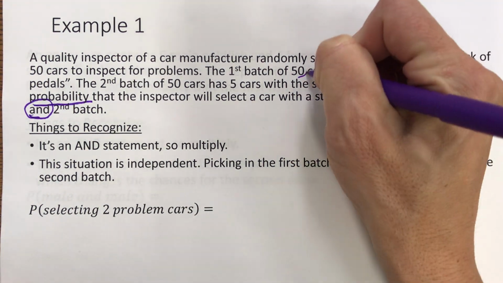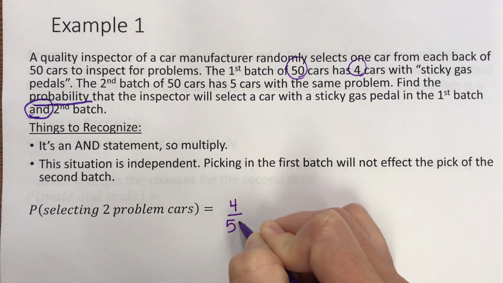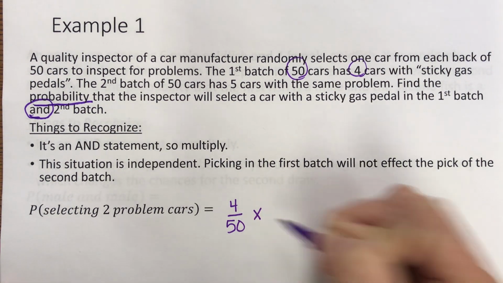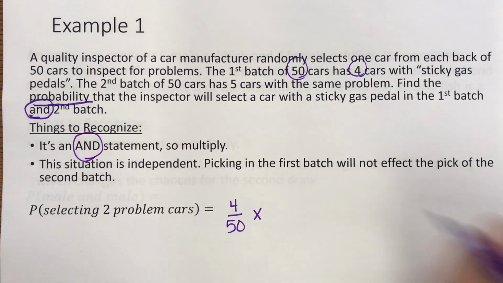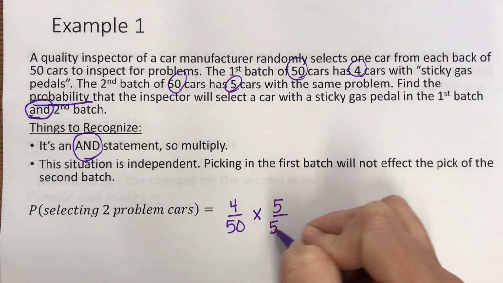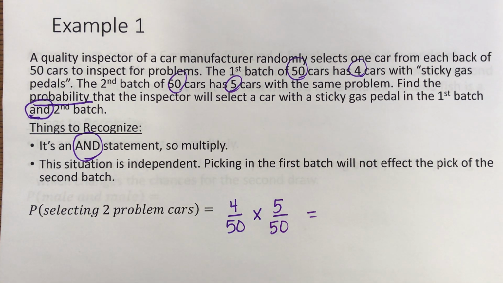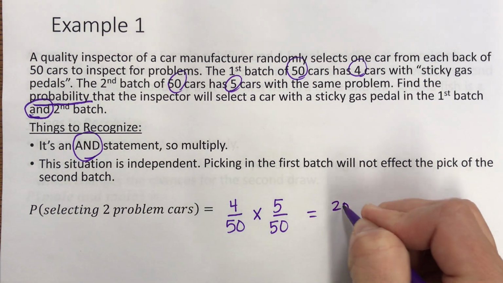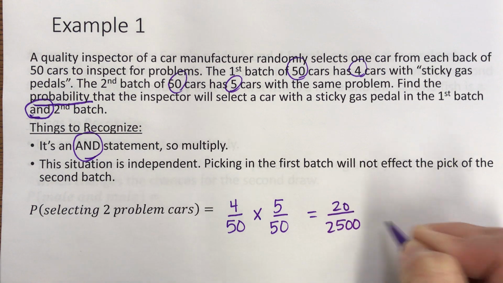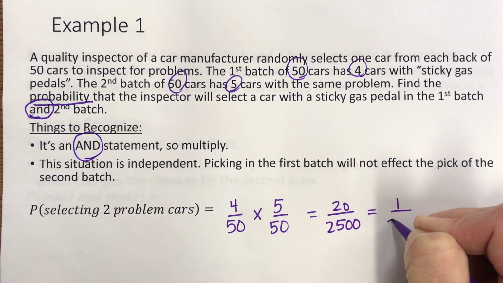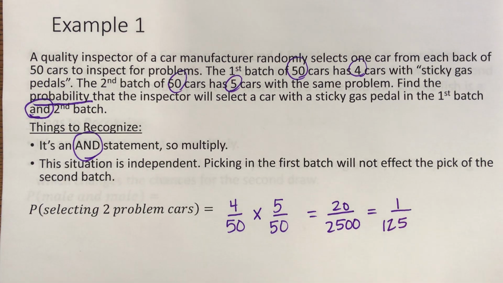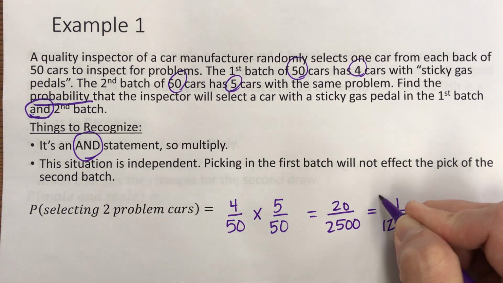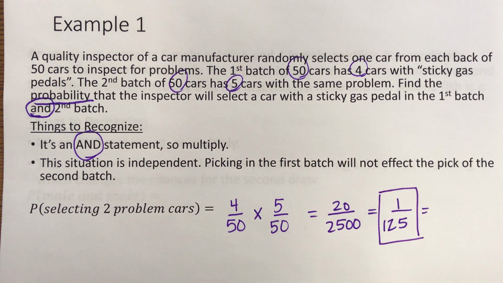Okay, so we have 4 out of 50 for our first batch that have sticky gas pedals. Then we are going to multiply because we see that word and. And then our second batch, we have 5 out of 50 that have sticky gas pedals. All right, we do not need a common denominator to multiply fractions. So we are multiplying straight across, giving us 20 over 2,500. And that does reduce to 1 out of 125. And that is a reduced fraction. So that could be an answer choice.